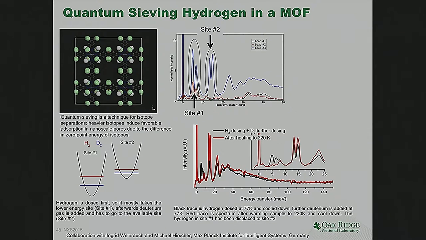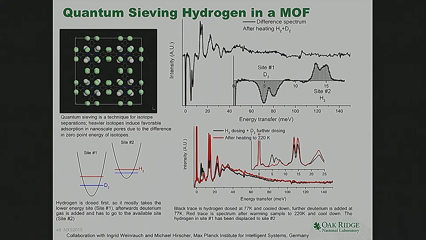So what you see is that what your hydrogen was in the right, in the black trace, when you heat it up and cool down, you get the red trace. The amount of hydrogen is the same because this is a closed system. But you do see that all the hydrogen that was in here goes up to here. And you subtract, I think, yes. If you subtract the black from the red, this is what you have. So all the hydrogen that was in site number one goes into site number two.